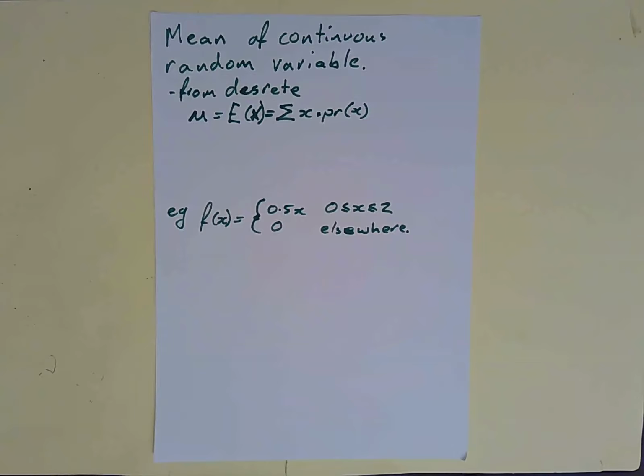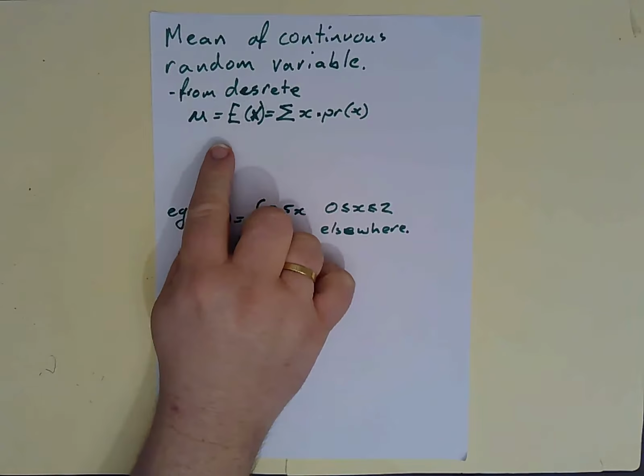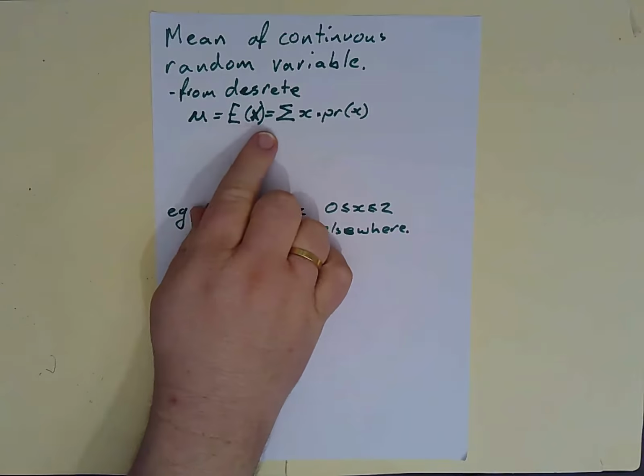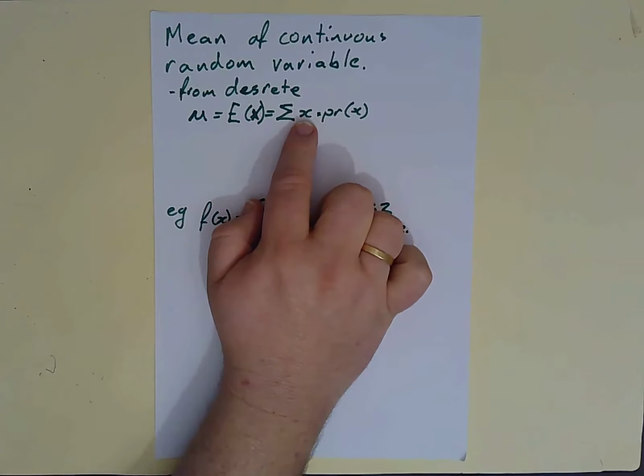So last lesson we started looking at continuous probability distributions. We talked about the fact that the area under the curve is what was important for working out the probability. And now we're going to move on to talk about the mean or expected value. So here I've got the formula from when we did discrete. So the mean or expected is the sum of all the values times the probability of that value.